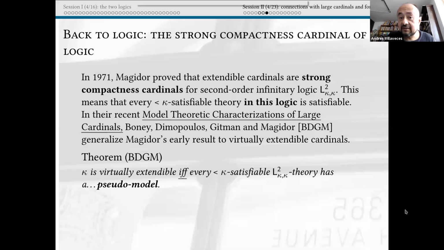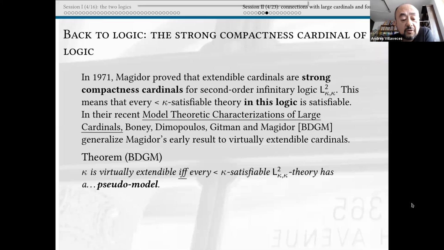You can imagine that I am interested in weak forms of compactness for reasons that have to do also with my own work in abstract elementary classes, where we don't have compactness, but we do have consequences of, for instance, undefinability of well order, essentially in the class. So one of the theorems is that a cardinal kappa is virtually extendable if and only if every less than kappa satisfiable L2 kappa kappa theory has, well, I would like to say a model, but that would be being the strong compactness cardinal, and these are much smaller, but it has a pseudo model.